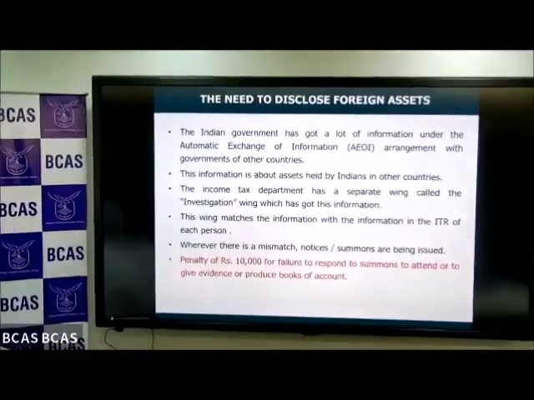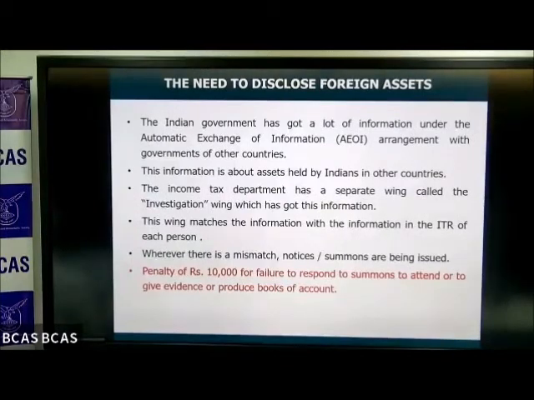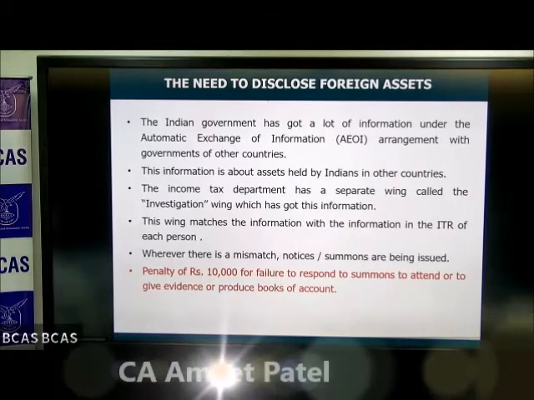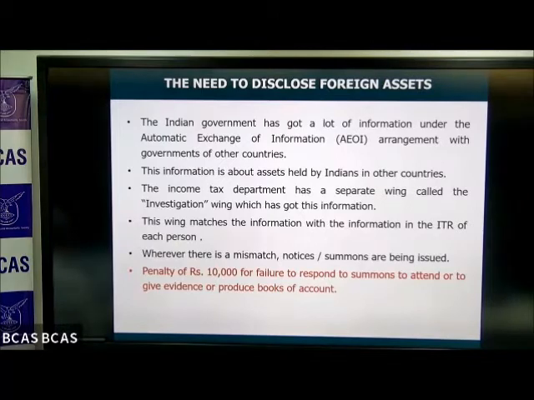The Indian government, as most of you would be aware, is continuing to get a lot of information under the Automatic Exchange of Information Agreement with governments of various other countries. And this information is about assets held by Indians in other countries. The department has a separate wing called the Investigation Wing, which has got this information. And this wing matches that information with the data that each taxpayer files in his or her ITR. And wherever there is a mismatch, notices or summons are being issued.